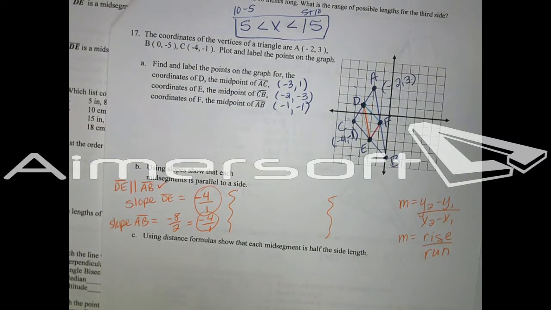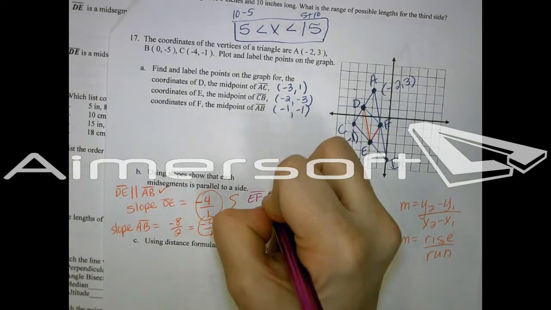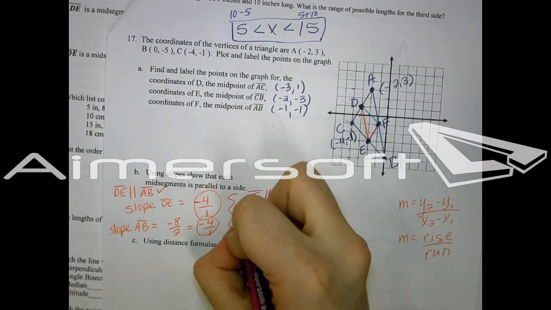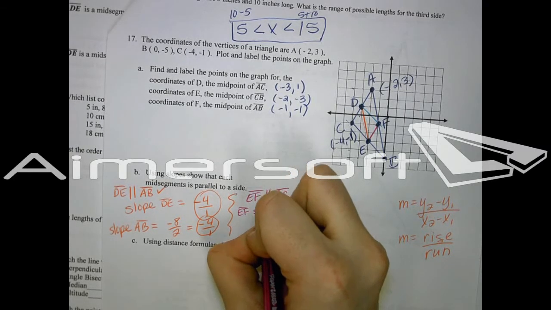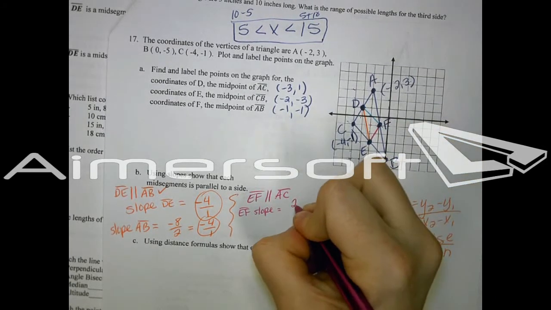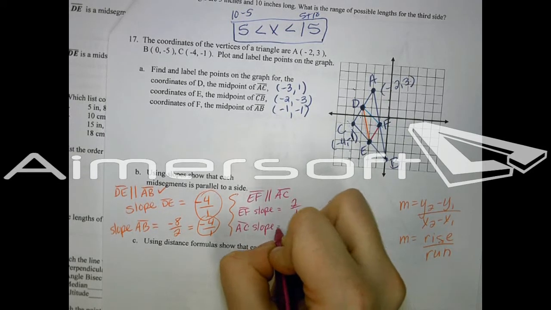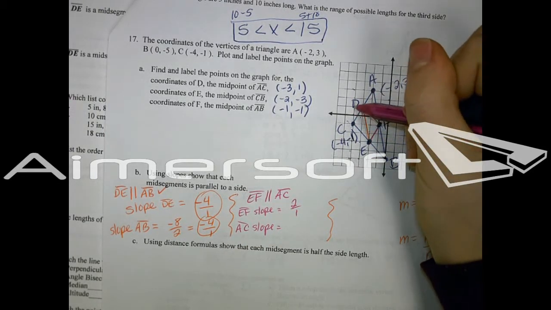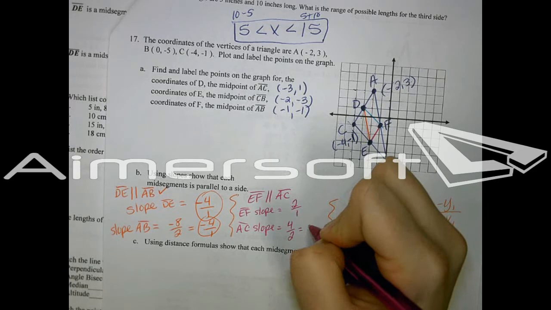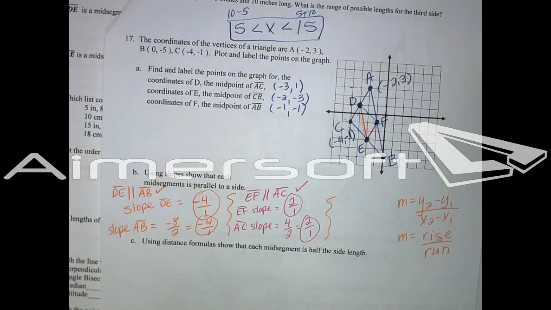Now I need to check, is EF parallel to AC? The slope of EF, I'm going to go up 2 over 1. The slope of AC, I'm going to go up 1, 2, 3, 4 over 2. Make sure you reduce. 4 over 2 equals 2 over 1. They match, so that is in fact parallel right there.